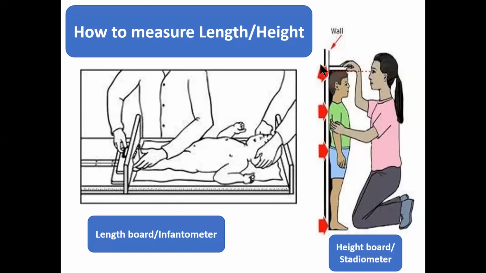And for those who can stand, using the height board or stadiometer, the child should stand straight with the legs together and the feet together. The heels should touch the wall, the bottom should also touch the wall, and the head should be straight and touch the wall. Looking ahead, you pull the measuring guide, put it on top of the head, and there you get the height. Using these two ways of measuring height works better than using a meter without a guide.